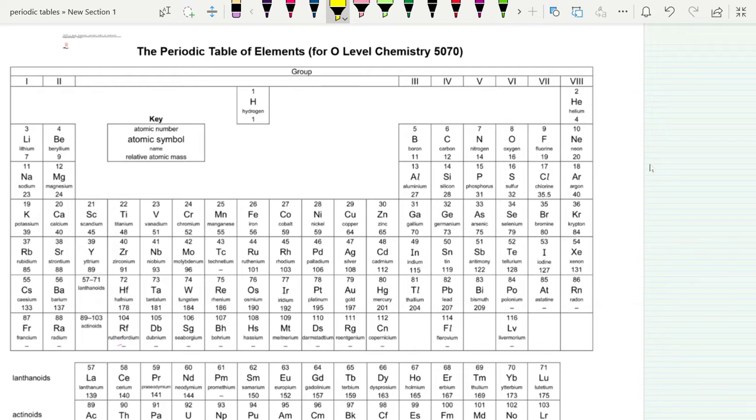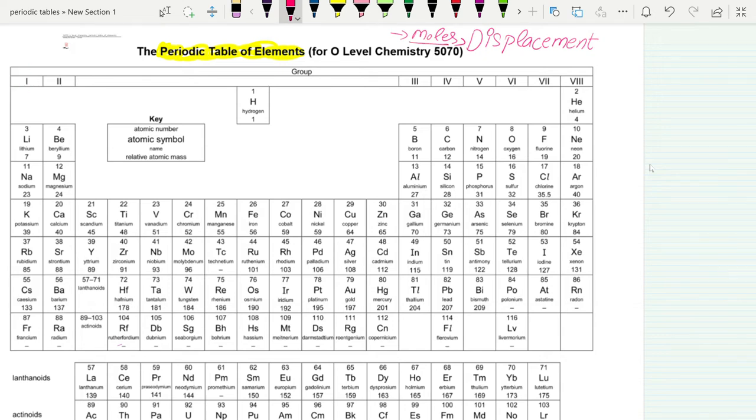Today we'll be discussing the periodic table of elements for O-level chemistry. First, we need to understand why the periodic table is very important for O-level chemistry. Each and every topic, for example moles and displacement reactions, involves the properties of the elements. For example, group 7 and group 1, we will be discussing them later on.